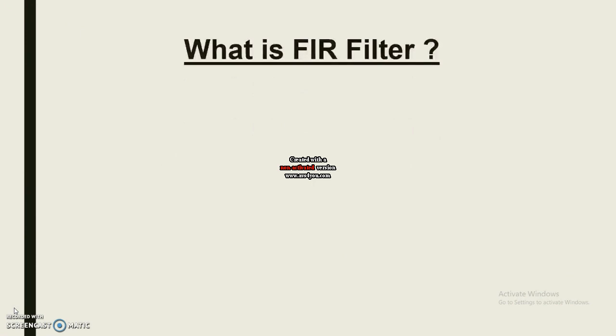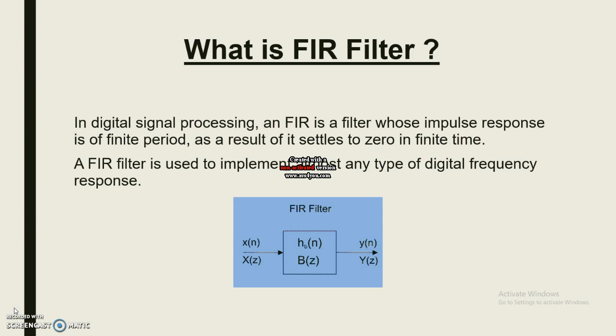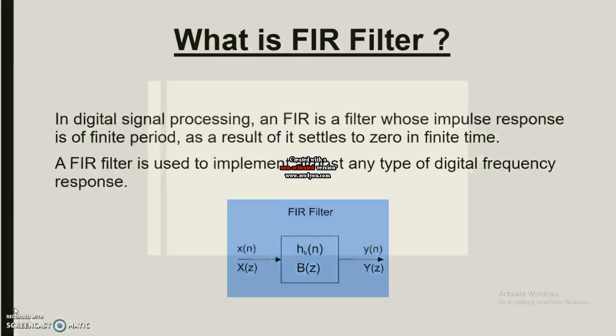What are FIR filters? In signal processing, a finite impulse response filter is a filter whose impulse response is of finite duration because it settles to zero in finite time. The impulse response of an nth order discrete time FIR filter lasts exactly n+1 samples before it settles to zero. FIR filters can be discrete time or continuous time and digital or analog.